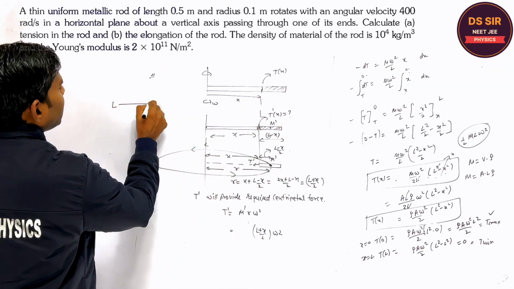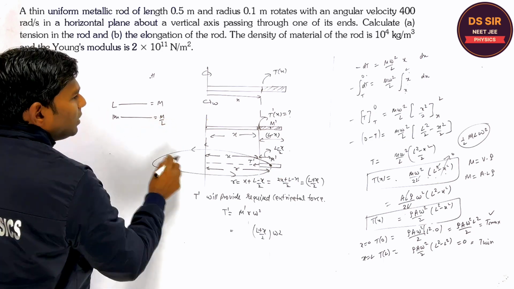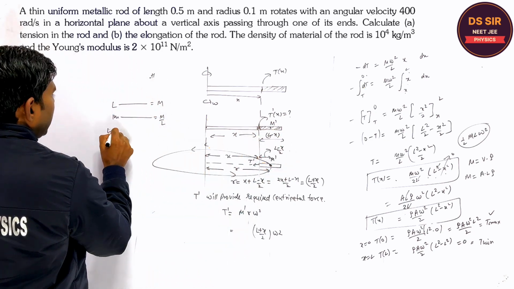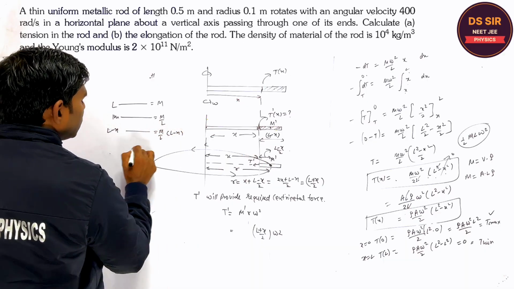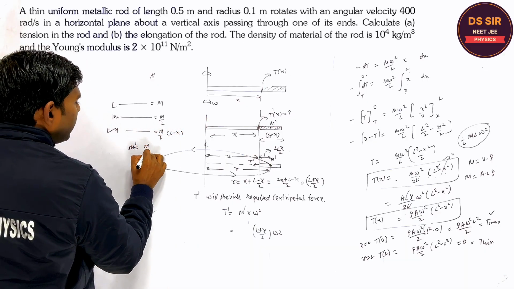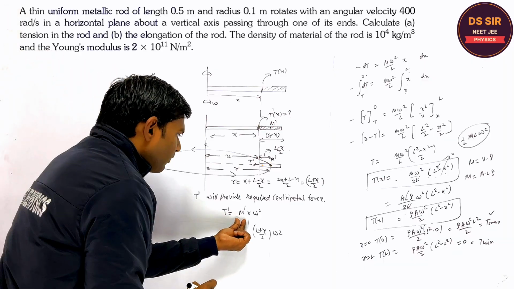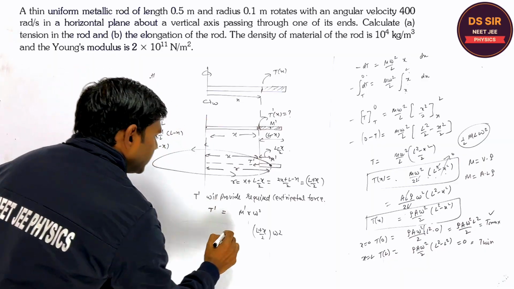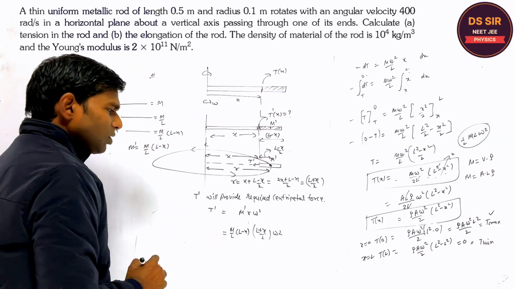So for length L, the mass is m. For 1 meter, it is m by L. What is the length of this portion? L minus x. The mass will be m upon L into (L minus x). So the value of m dash will be written as m upon L into (L minus x). Is it clear or not?